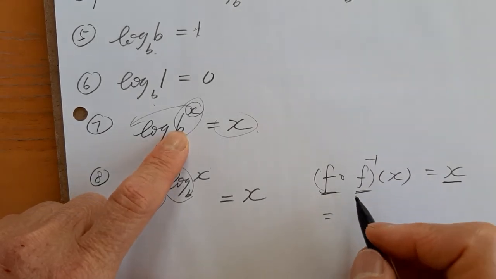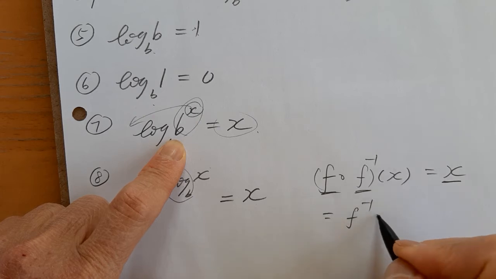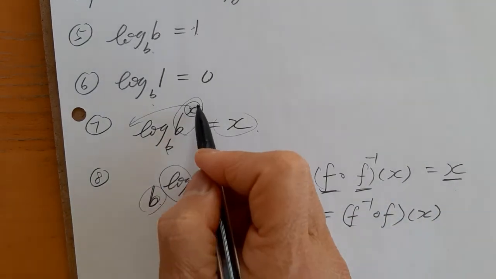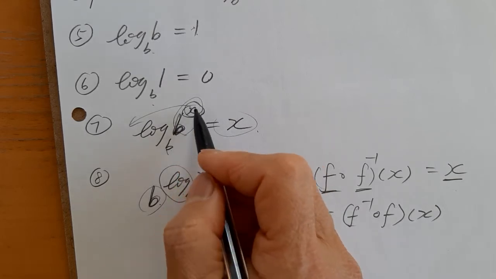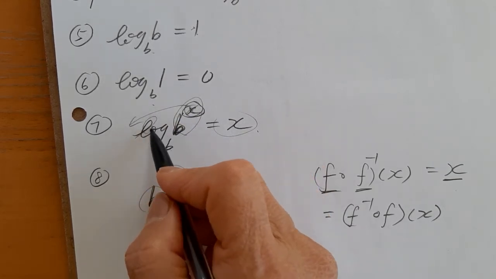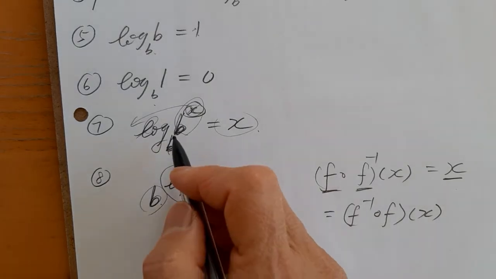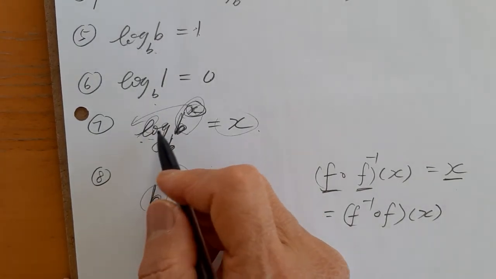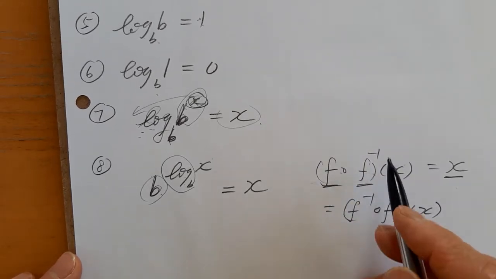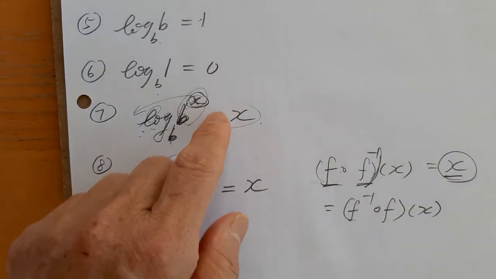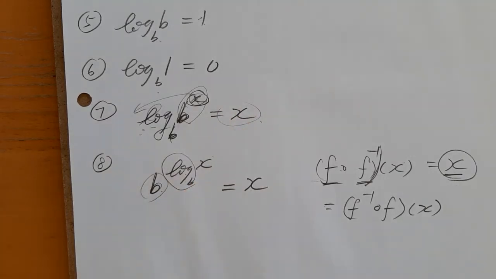And this one is f inverse composed with f of x, also equal to x. A number, you take the exponent function b to the power x, and then take its inverse function, the logarithm function. The exponent and the logarithm function are inverse to each other. After composite, it's x.